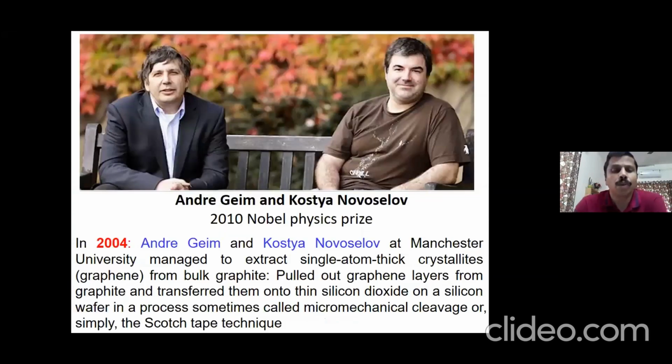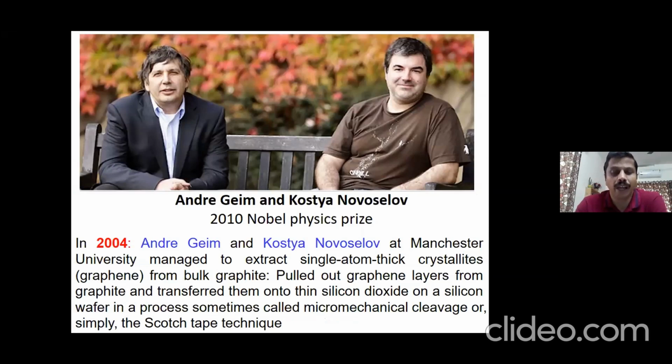Probably most of you are familiar with these two guys, Geim and Novoselov. They got the Nobel Prize in physics in 2010. They are from Manchester University. Their contribution was to extract this single atom thick layer of graphene from bulk graphite, and that was why they got the Nobel Prize.